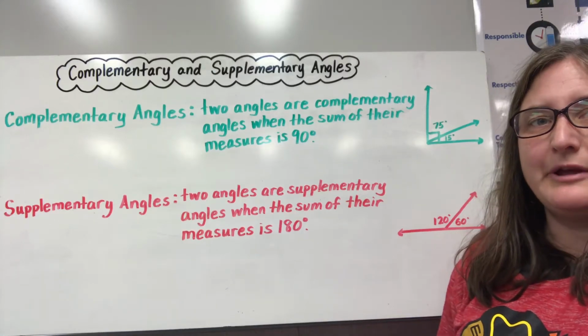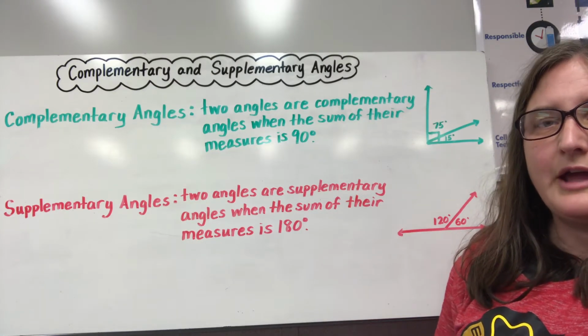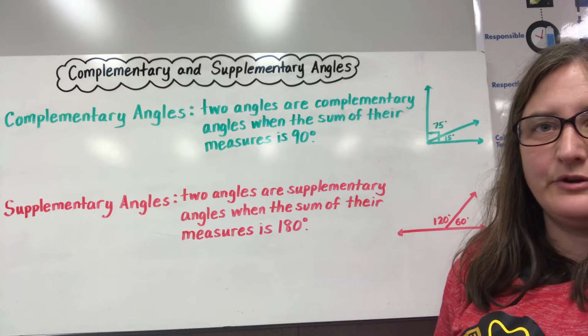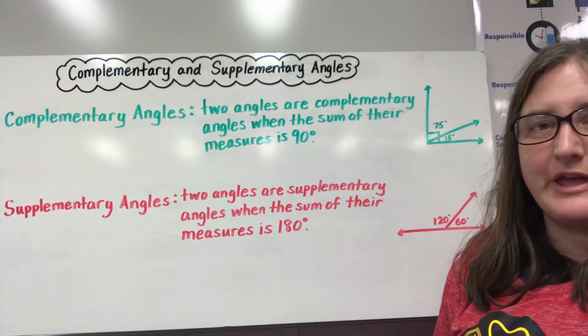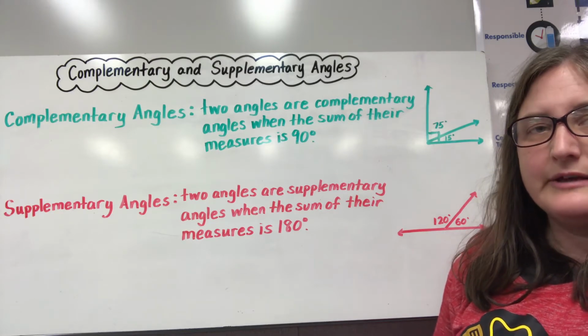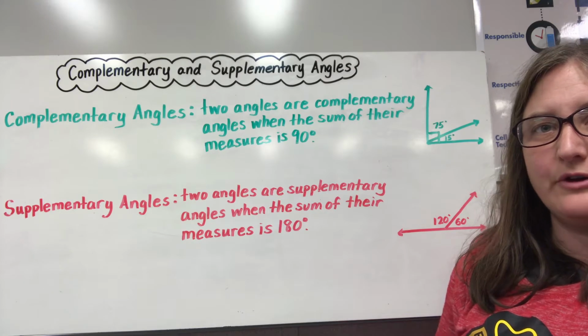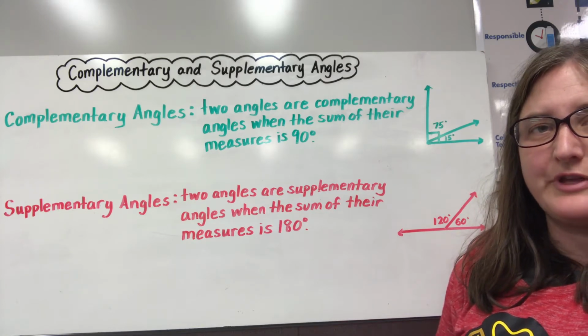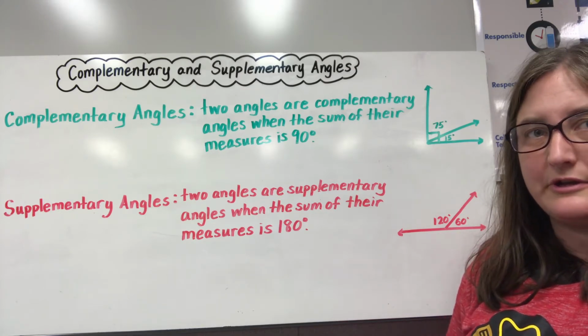Today we're looking at complementary and supplementary angles. Complementary angles are two angles that when you combine their measures, they add up to 90 degrees. Supplementary angles are two angles that when you add up their measures together, they add up to 180 degrees.